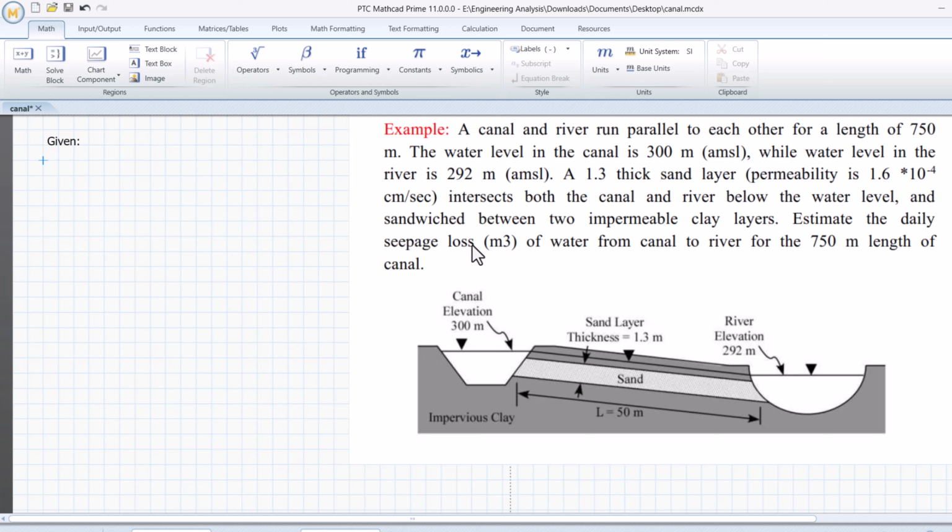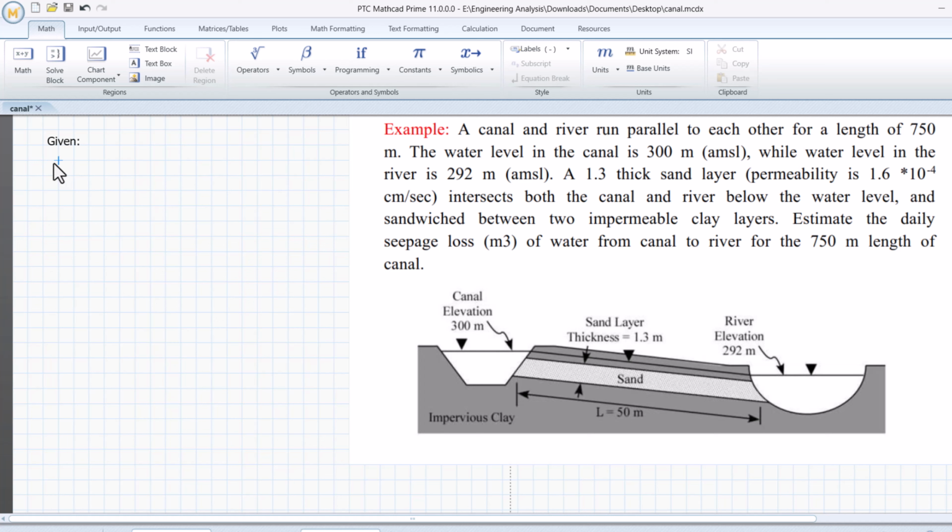Estimate the daily seepage loss in meter cube of water from canal to river for the 750 meter length of the canal. We have to calculate water loss throughout 750 meter along the river and the canal.